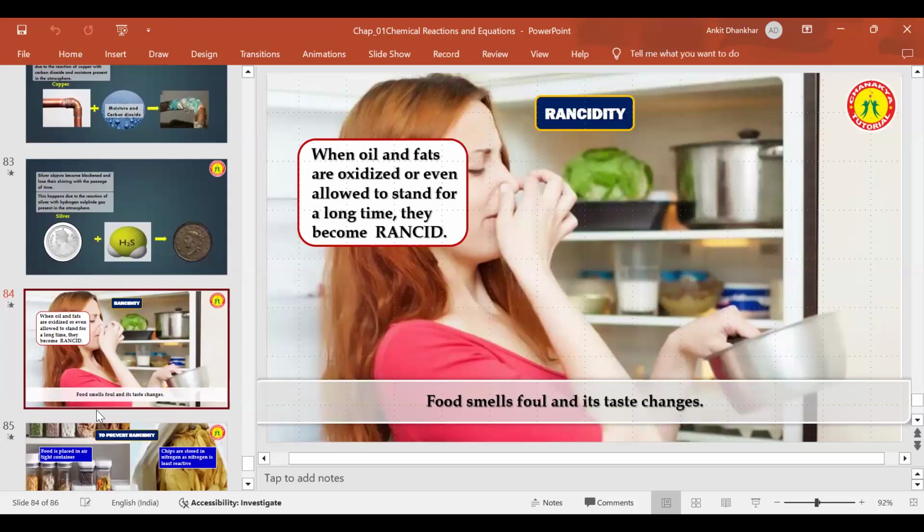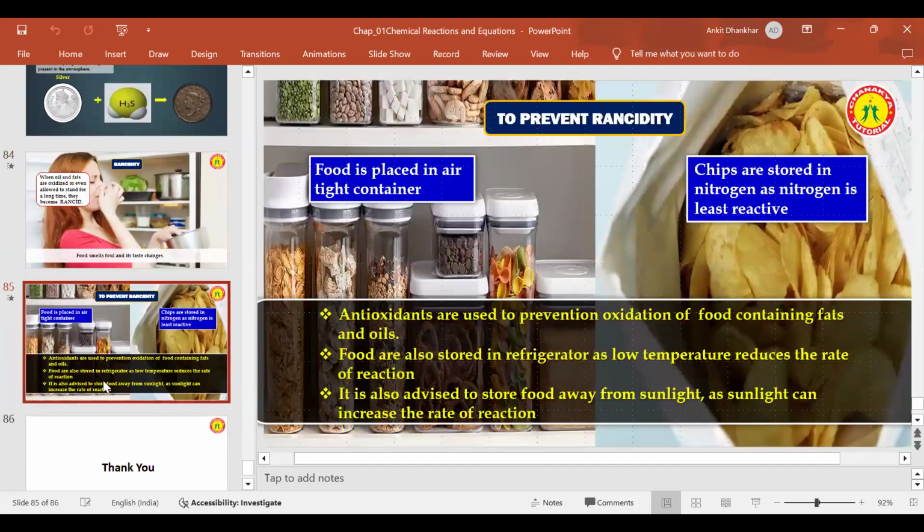Next we studied rancidity, that is the oxidation of oil and fats present in the food. Then we studied some ways to prevent rancidity, that is by keeping the food in an airtight container or using nitrogen, using antioxidants, storing in the refrigerator, or keeping the food away from sunlight.